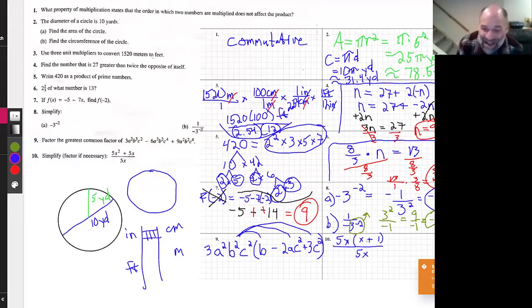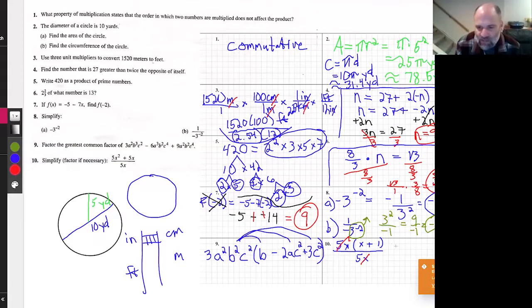Okay, so now you can, because you can't cancel something that's not being multiplied then divided. Remember, this is being multiplied. There's nothing being multiplied up there. It's being added. So division does not cancel with addition. It only cancels with multiplication. Well, now down here, it's being multiplied. So 5x times something divided by 5x. Now you can cancel those, and you're left with x plus 1.